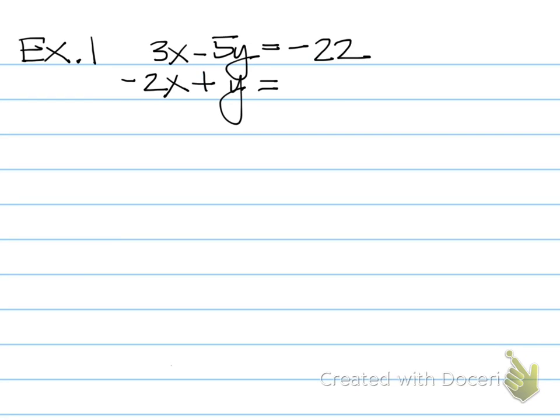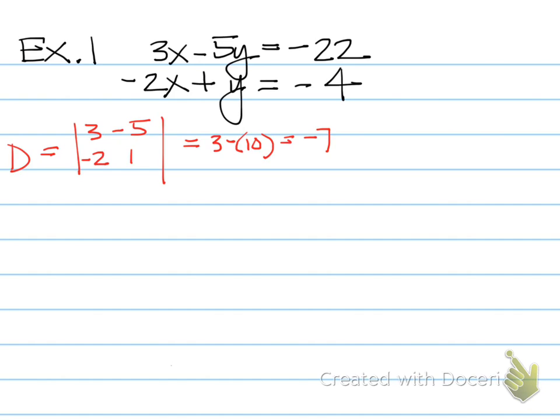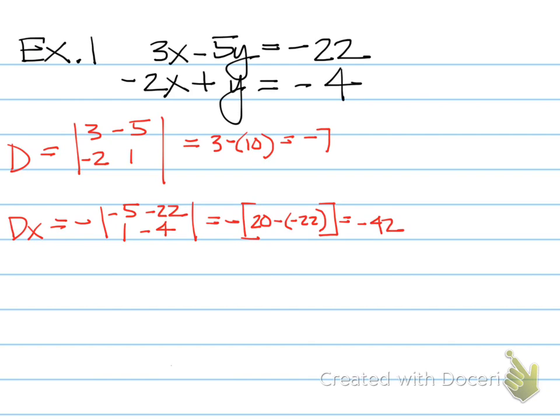Here's what that looks like. We have the following system. We're going to first find the denominator determinant by excluding the constants. Once we cross out the column with our constants, we should have 3, -5, -2, and 1. The value of that determinant is -7. When we find the x determinant, we cross out the x column, and the remaining values should be -5, -22, 1, and -4. The value of that determinant is -42. Again, don't forget the negative in front of the x determinant.